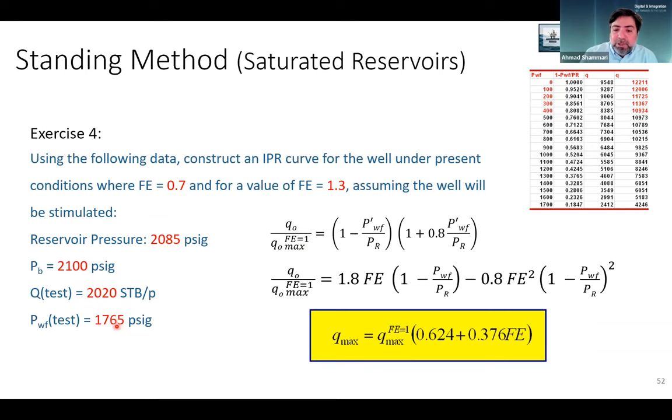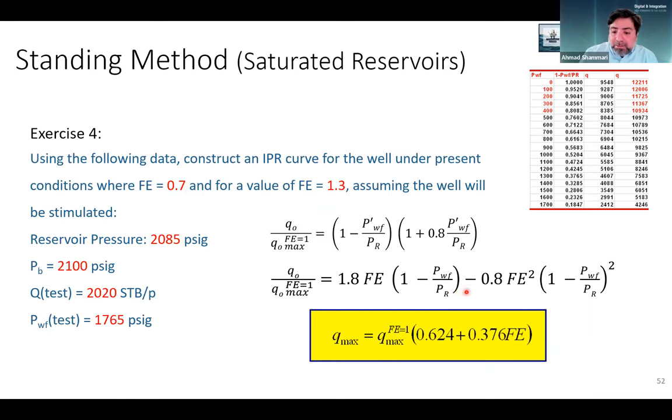QPWF, right? Or PWF. We plug it into this equation. We have also P reservoir. We get Qmax at FE equals one, right? And then we simply go and construct the IPR using this equation here, because we have this number from the previous equation using these numbers. And then by estimating multiple values of PWF and using 0.7 or 1.3, we can construct two IPR curves, okay?